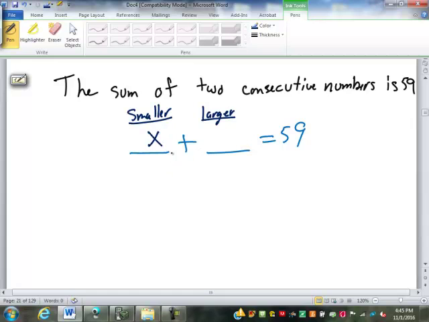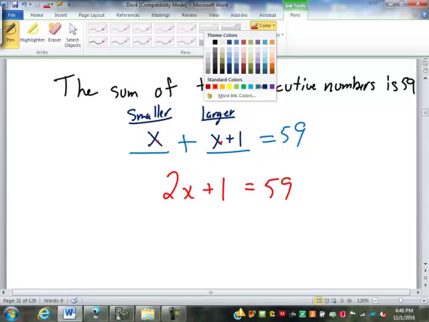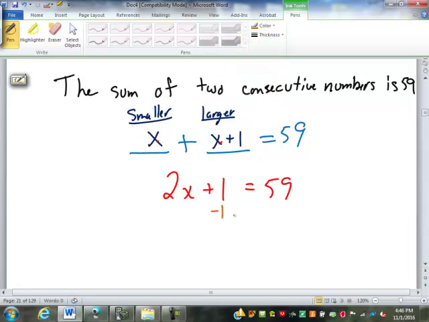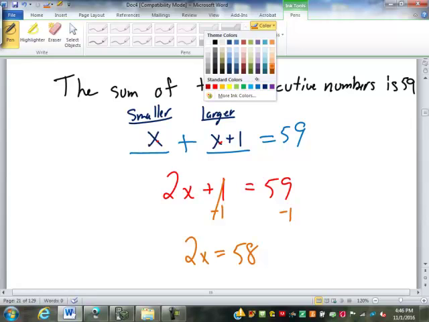So let's look at them that way. Let's let the smaller one be x. What's the larger one going to be? It's going to be one more, x plus 1. If it's 7, 7 plus 1 would be 8. Those are consecutive numbers. So now, yeah, that's what it's going to be. I've got x and x make 2x plus 1 equals 59. And now I just solve the equation. And the first step is going to be to subtract 1, as you said. 2x equals 58. And then subtract or divide by 2.